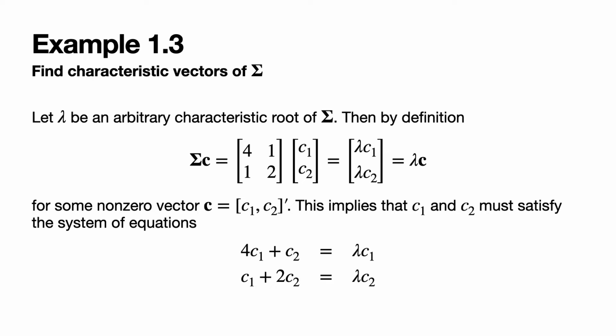Now, when we carry out the matrix multiplication, we see that this matrix equation implies that c1 and c2 must satisfy the system of two equations given here. So 4 times c1 plus c2 must be equal to lambda times c1, and c1 plus 2 times c2 must be equal to lambda times c2.